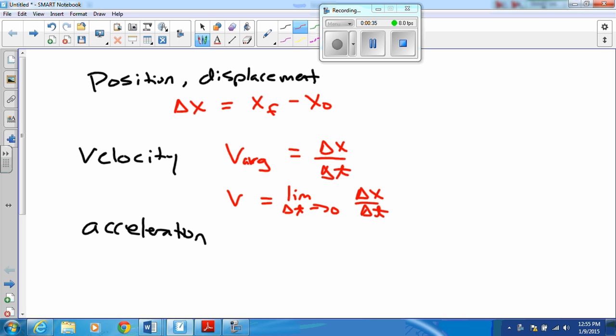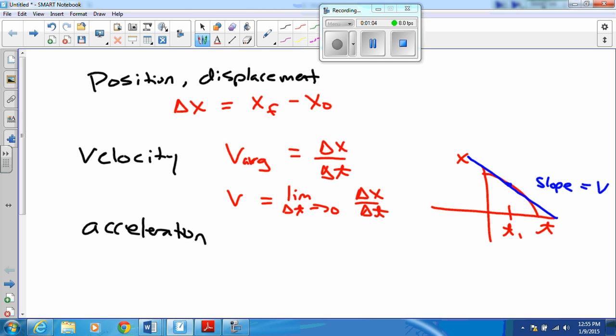The main way in which we found instantaneous velocity was from the slope of a position graph. So if I have a graph of position versus time here, and I wish to know the velocity at time t1, then I would do it how? Draw a tangent line, exactly. And the slope of that tangent line is the velocity, the instantaneous rate of change.